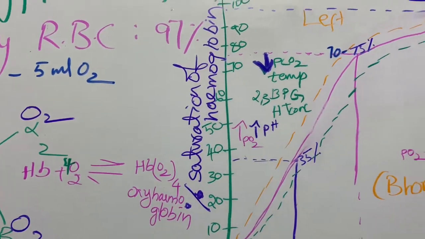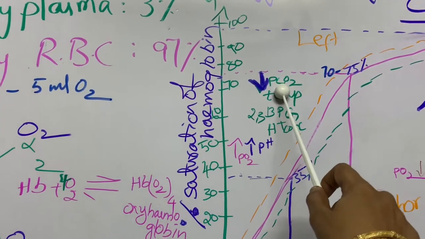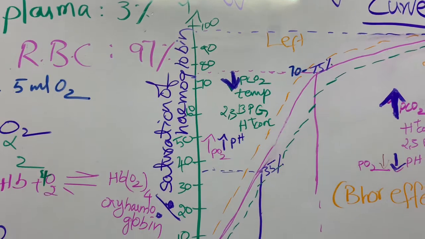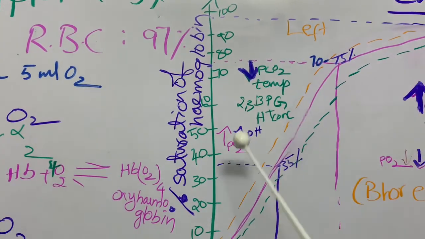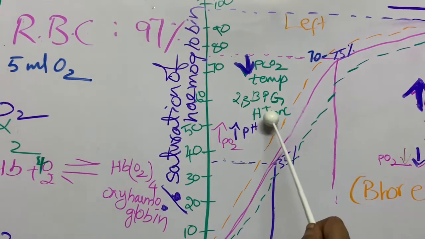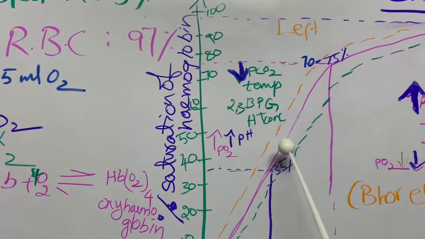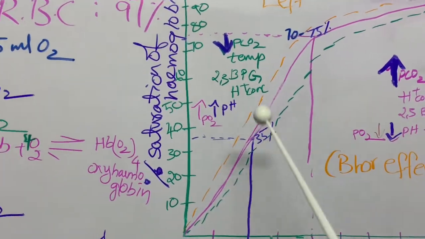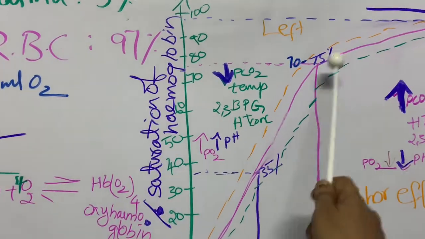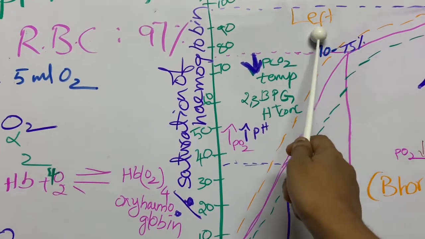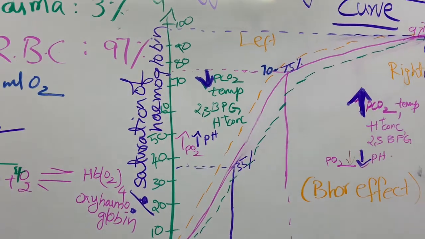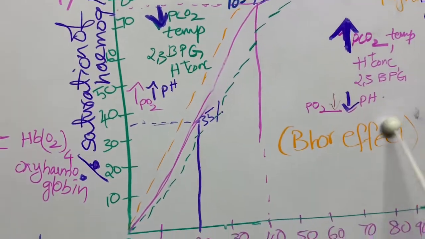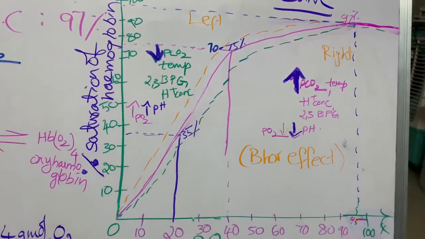At alveolar level, the oxygen partial pressure is very high, the partial pressure of carbon dioxide is low, temperature is low, hydrogen ion concentration is low, and 2,3 BPG is also very low. Here, pH value is inversely proportional to H plus ion concentration. If H plus ion concentration is high, the pH value is low; if the pH value is high, H plus ion concentration is low. During these conditions, the curve moves towards the left side. Oxygen association is increased and oxyhemoglobin formation is increased under these conditions. So this is about the Bohr effect.